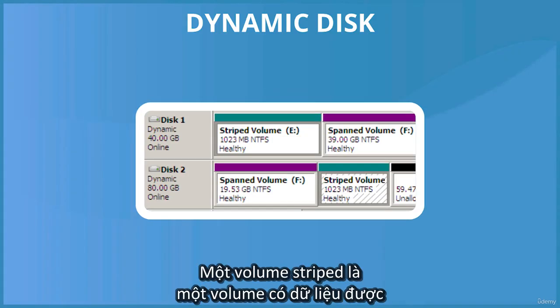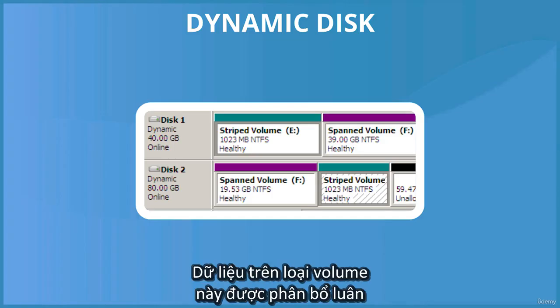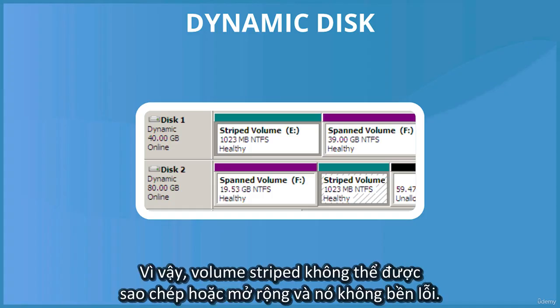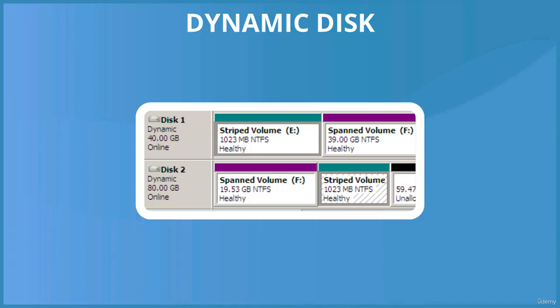A striped volume is a volume whose data is interleaved across two or more physical disks. The data on this type of volume is allocated alternately and evenly to each of the physical disks. You follow? So a striped volume cannot be mirrored or extended, and it is not fault tolerant. And this striping is also known as RAID 0.